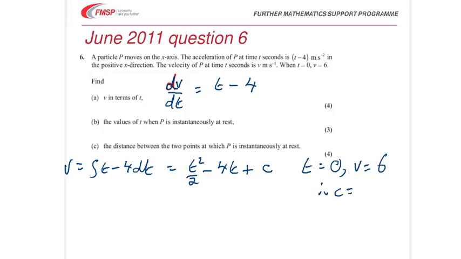Therefore, the constant equals 6. So now we know that v equals t squared over 2 minus 4t plus 6. And that's the first part of the question done. That's part A done.